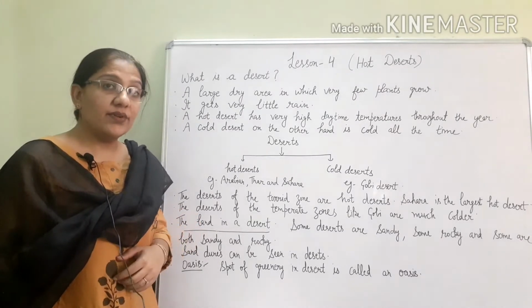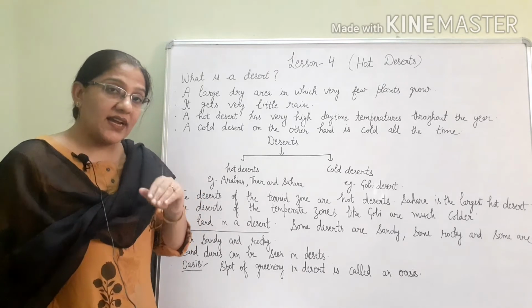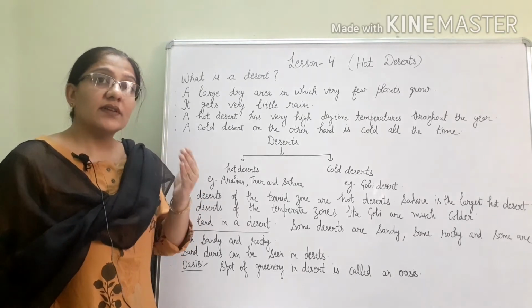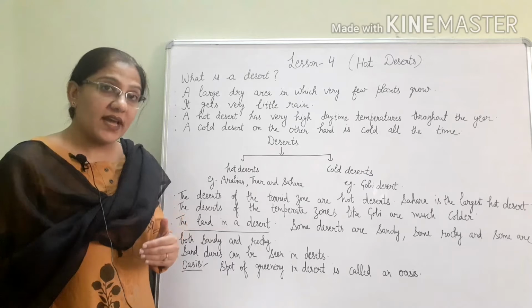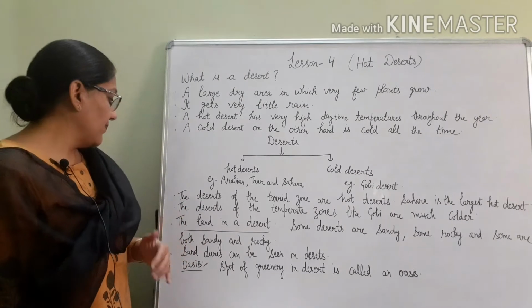What is a sand dune? When wind blows, a hill of sand is formed. This hill of sand is called a sand dune. This is a very common feature you can see in the desert.